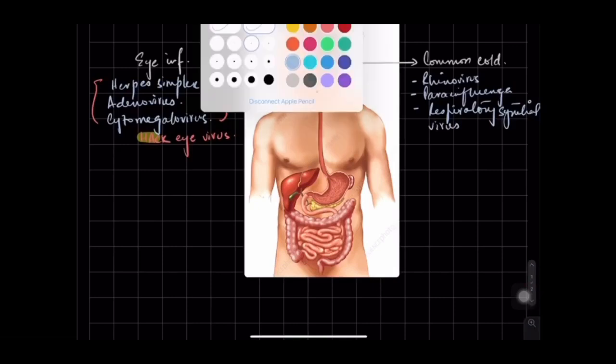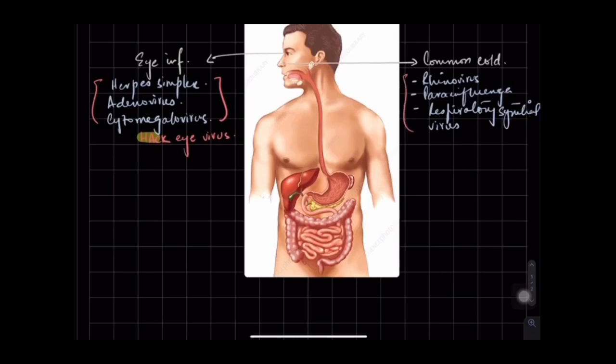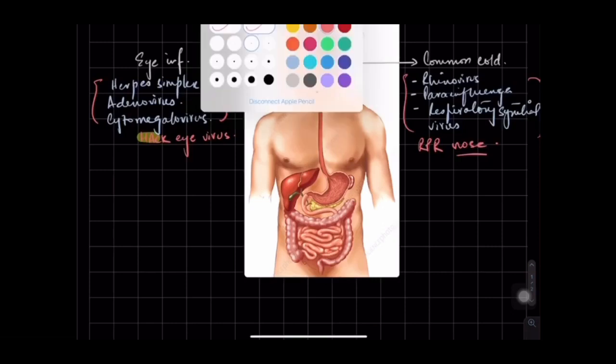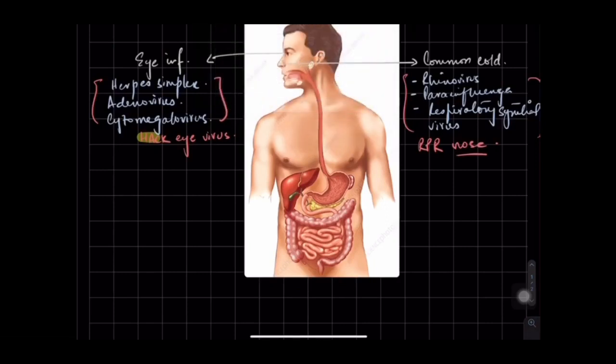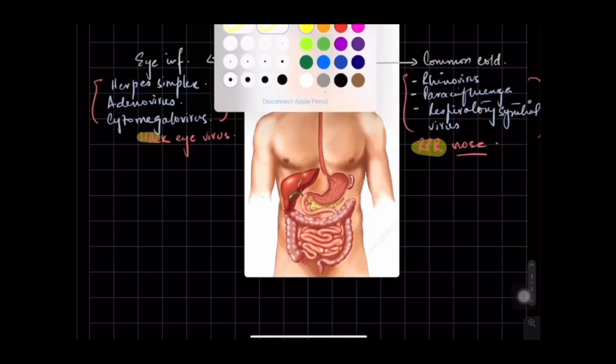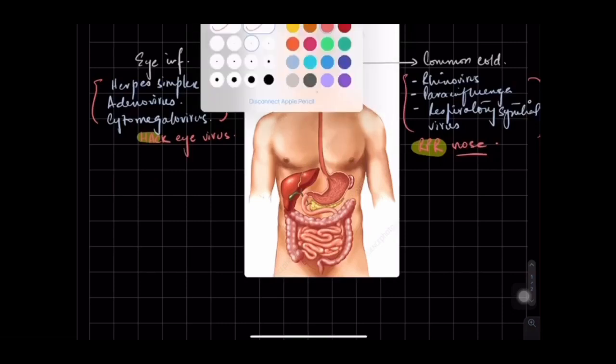And a mnemonic that I use to remember this is, okay, I know this is stupid, RPR, nose. So nose is where all the common cold infections start from, and the R stands for rhinovirus, P stands for parainfluenza virus, and the last R stands for respiratory syncytial virus. There we go. I need to reduce the size. There we go. Okay.